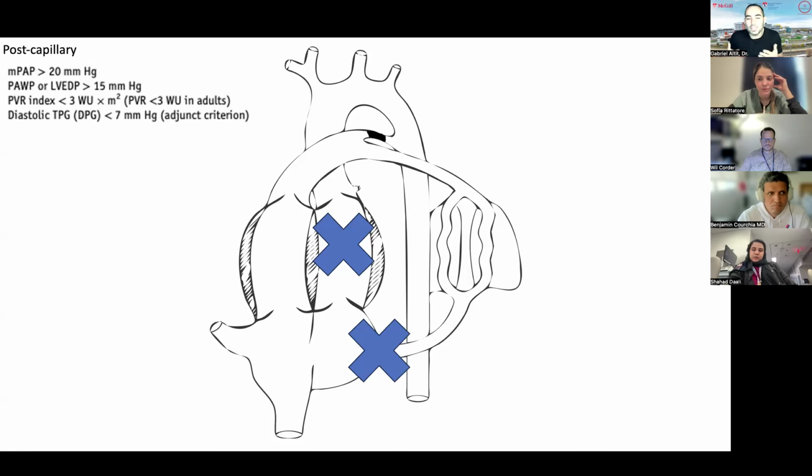So it's these pieces of the puzzle, including the echo, that you'll use to inform these boxes, to then decide how you're going to be doing the care of these patients.